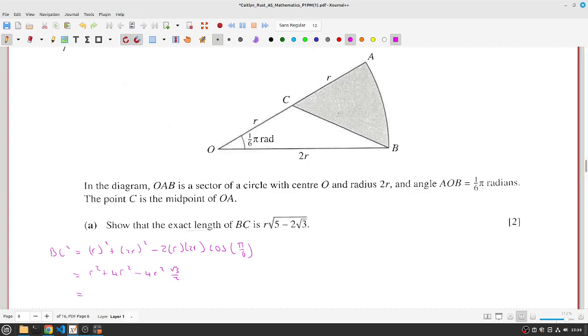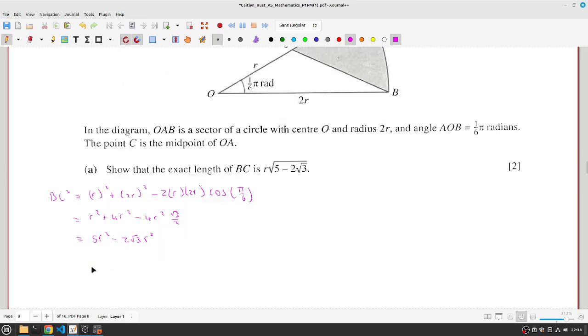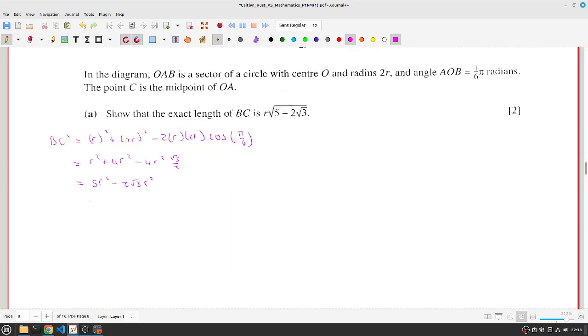So r squared plus 4r squared gives us 5r squared, minus 4r squared times root 3 over 2. Let's also simplify that. The 4 and the 2 can cancel to give us the 2 in front. So 2r squared, I'm just going to write that as 2 root 3 r squared. So that's still BC squared.